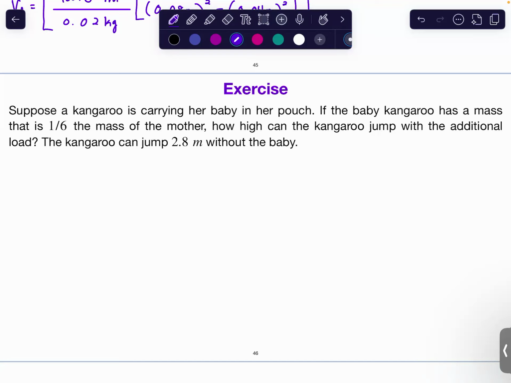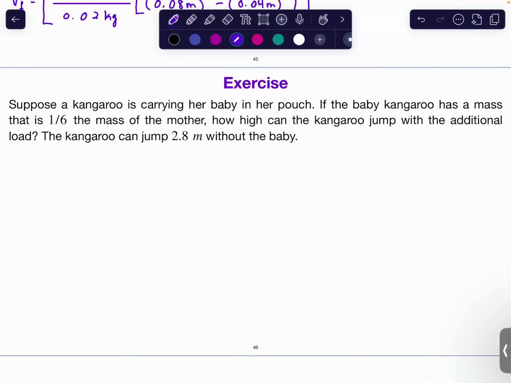You also talk about the average mass of a joey. I thought it was going to be 1/6 of the mother's. It is. So 1/6 of 90 kilograms. Well, I guess we're not using the 90 kilograms, are we?